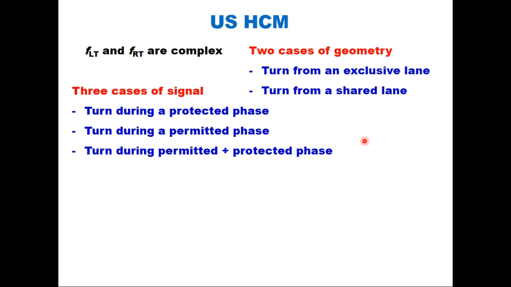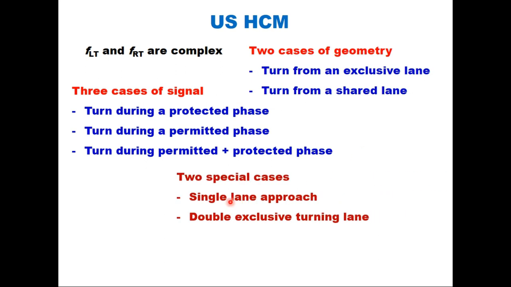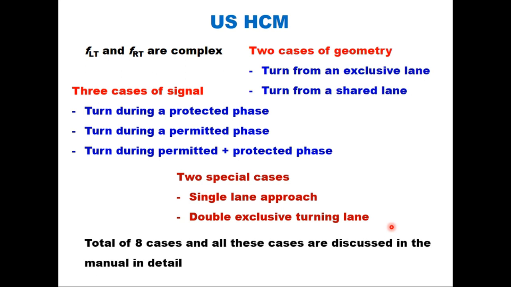Now 2 special cases are added here. One, when you have a single lane approach, and when you have double exclusive turning lane. Now single lane approach is special because all 3 movements will be sharing the same lane, and double exclusive turning lane is also special because that indicates a very heavy turning traffic, and effect of more than one turning lane is different from effect of a single turning lane. So total 8 cases, and all these cases are discussed in the manual in detail.